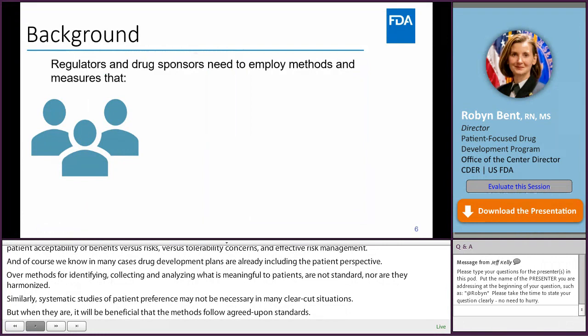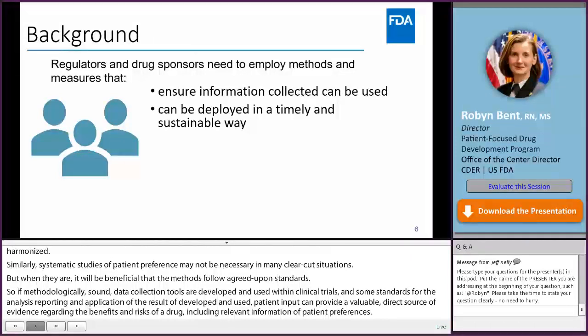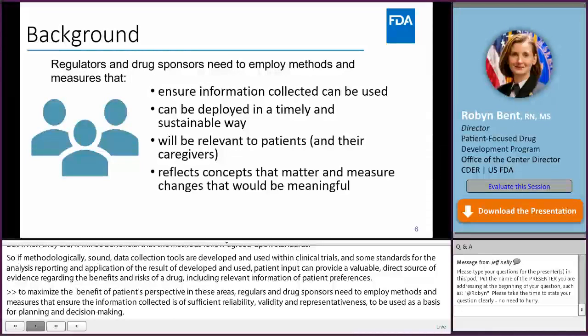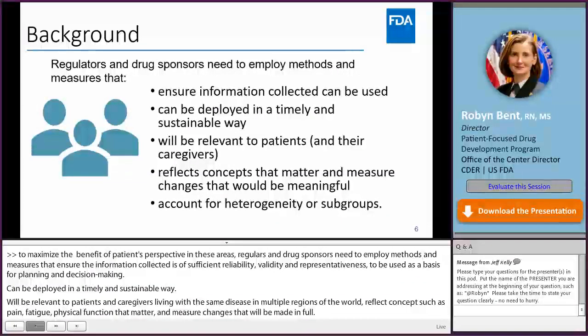And to maximize the benefit of patients' perspectives in these areas, regulators and drug sponsors need to employ methods and measures that ensure the information collected is of sufficient reliability, validity, and representativeness to be used as a basis for planning and decision-making, can be deployed in a timely and sustainable way, will be relevant to patients and the caregivers living with the same disease in multiple regions of the world, reflect concepts such as pain, fatigue, physical function that matter, and measure changes that would be meaningful, and account for heterogeneity or subgroups. And this brings me to the next section of my presentation, ways of incorporating patient experience data.